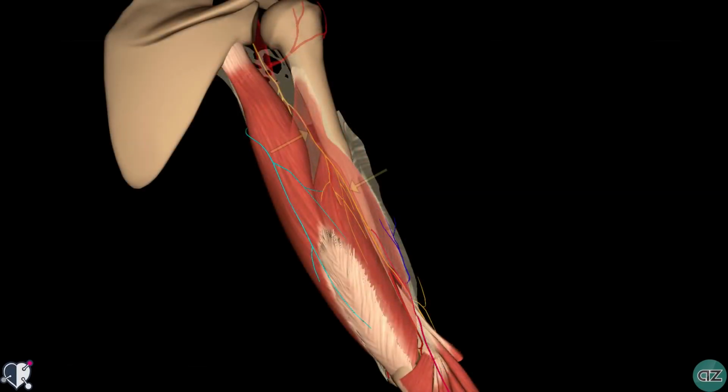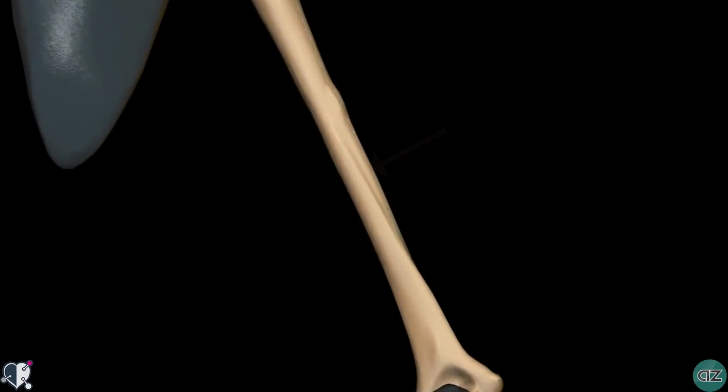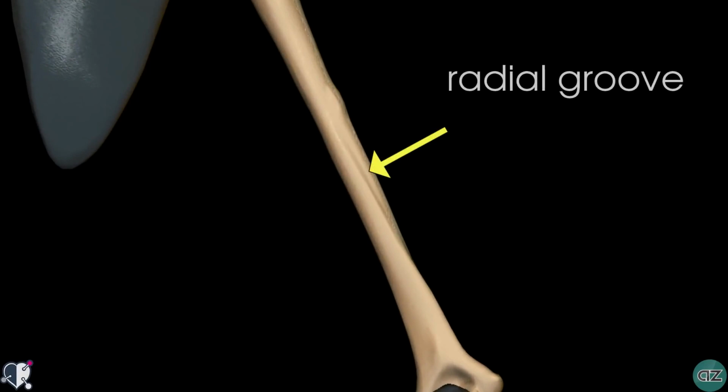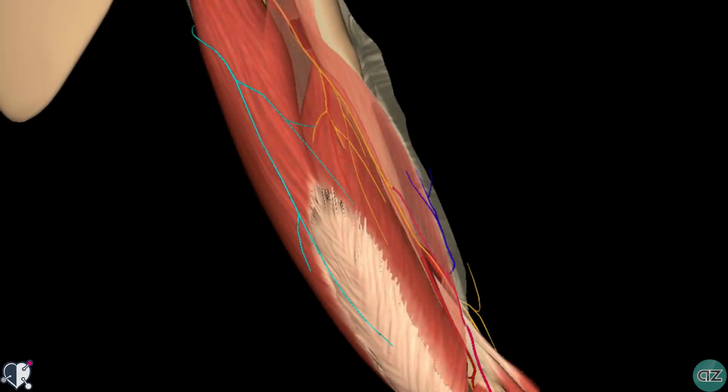The radial nerve then descends down the arm, travelling in a shallow depression on the surface of the humerus. This depression is known as the radial groove. As it moves inferiorly, the radial nerve wraps around the humerus in a lateral direction and gives a branch to the lateral head of the triceps brachii. During its course in the arm, the nerve is accompanied by the deep branch of the brachial artery, the profunda brachii, which you can see here.